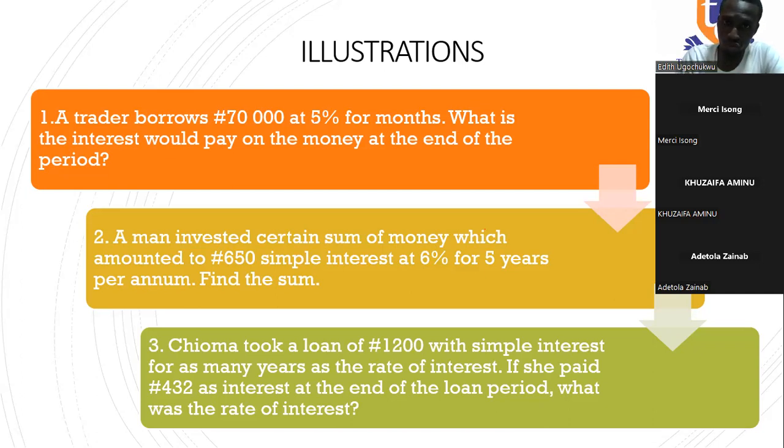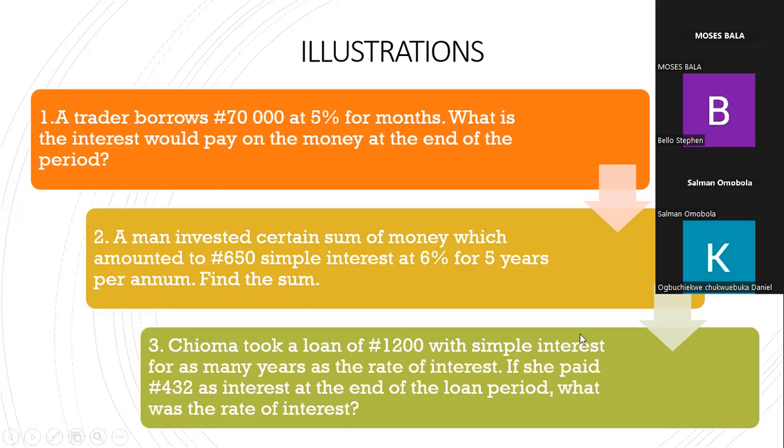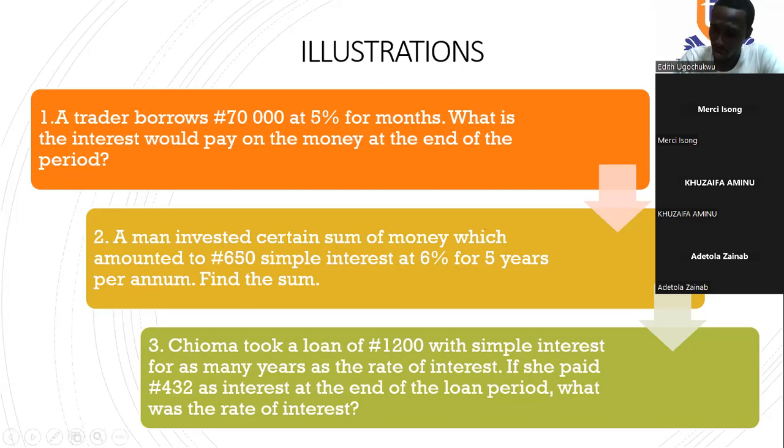Let's change that month to 5 years. I did a calculation on months in the video, so you will see how I calculated when we have months. But let's make use of years now. A trader borrows 70,000 naira at 5% for 5 years. What interest would the trader pay on the money at the end of the period? So at the end of 5 years, what will be our interest?